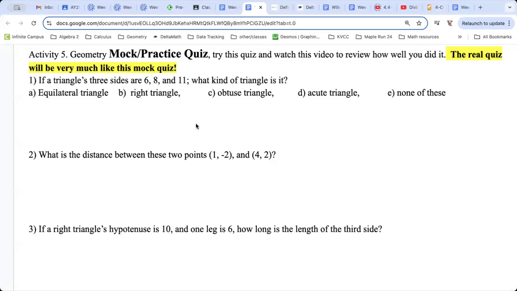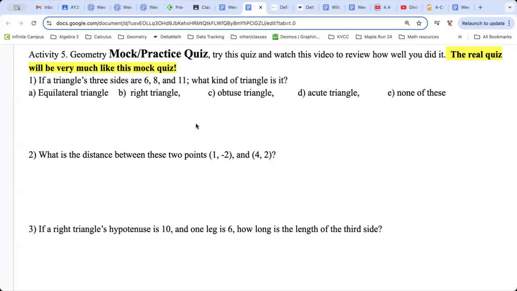Okay, hopefully you tried this mock quiz, and we're going to go over it right now. This is quiz problems on the Pythagorean theorem and distance formula.